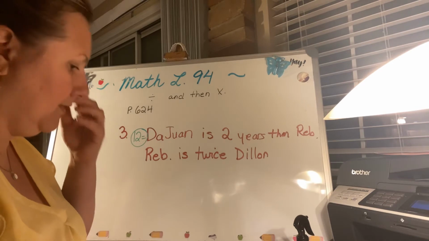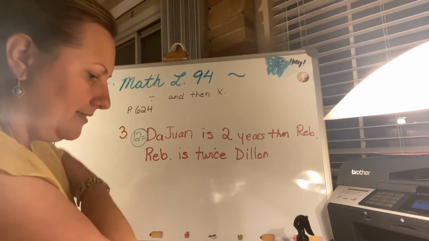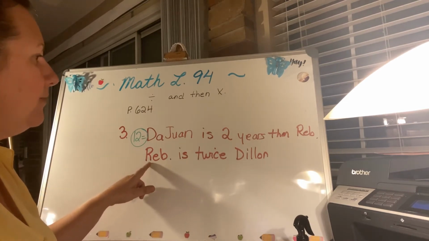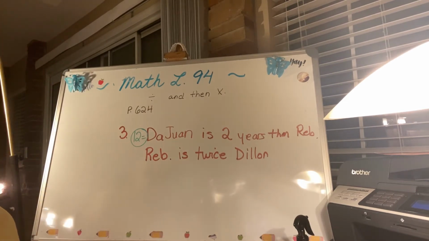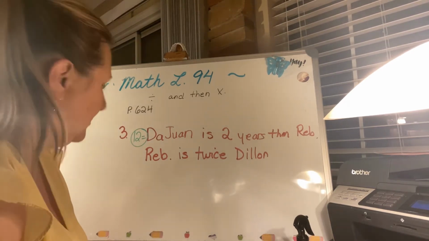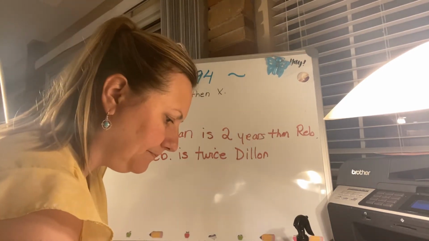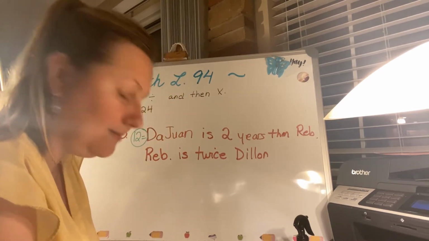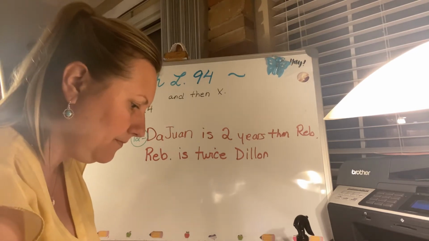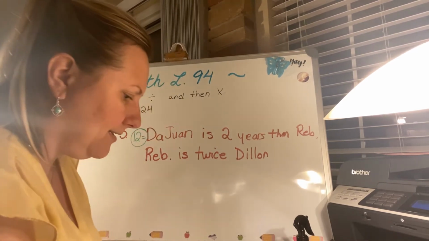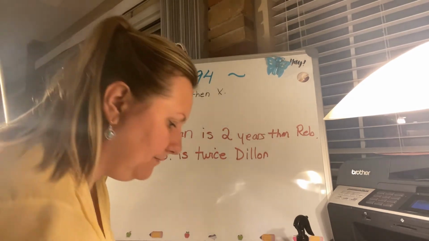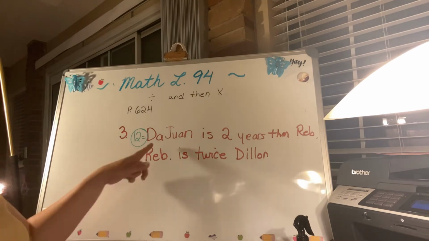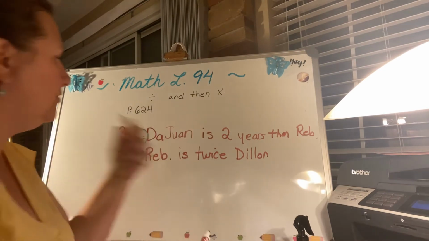Then let's see. How old is Dylan? And it says first we find Rebecca's age. Well, it told us right here that Rebecca is twice what Dylan is. Okay. How old is Dylan? Well, whatever Dylan is, Rebecca is twice as old as him. We also know that Dewan is 2 years older than Rebecca. Okay, so Dewan is 2 years older than Rebecca, so then how old is Rebecca?